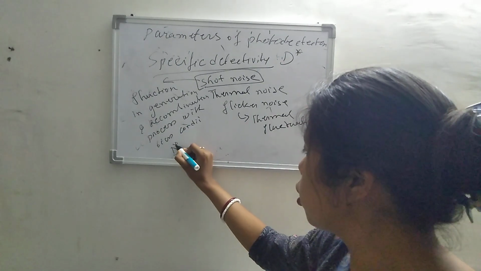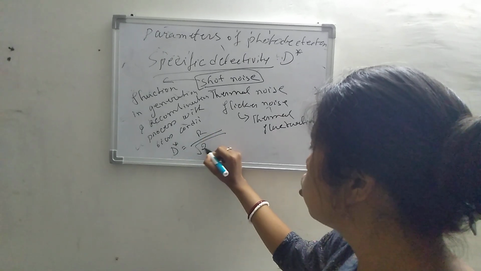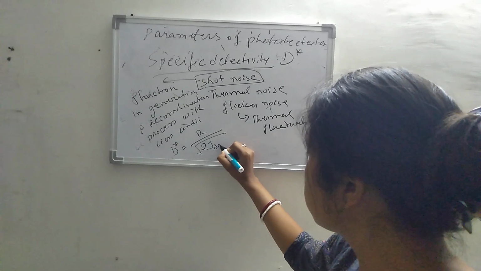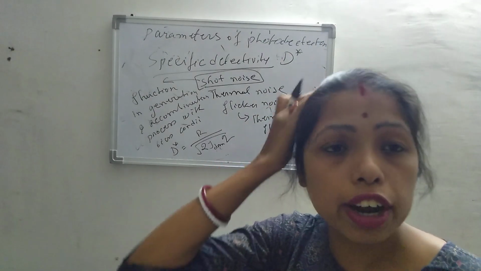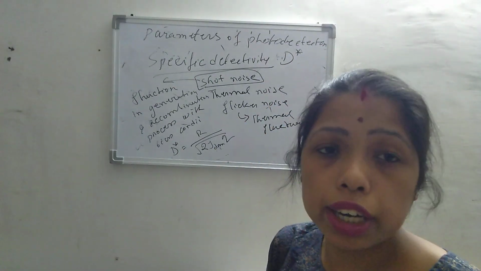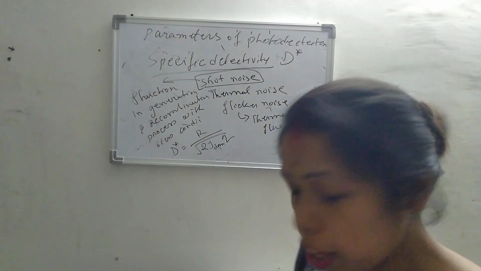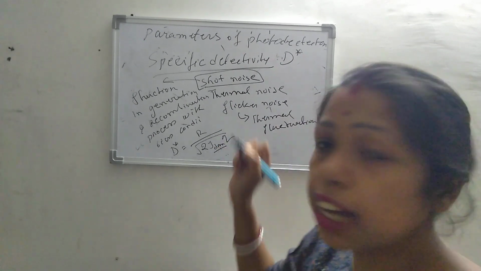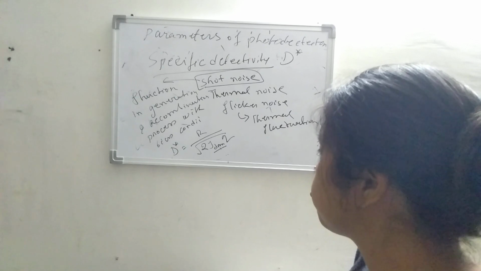The specific detectivity is equal to R divided by root under 2 q J dark. This is the formula for calculating the specific detectivity if the device has shot noise. J dark is the dark current with application of the bias.